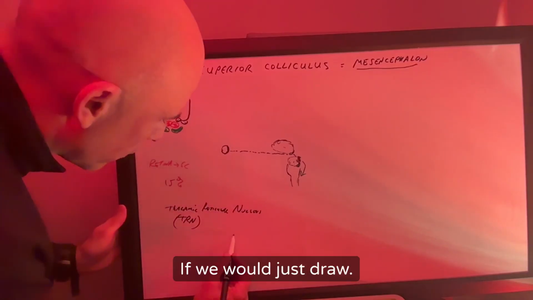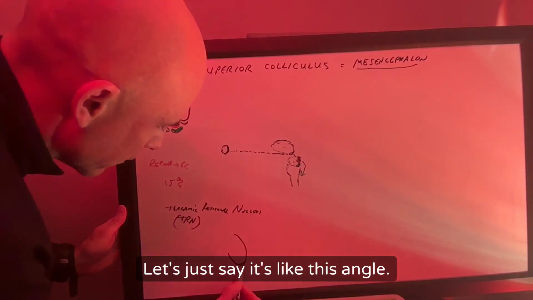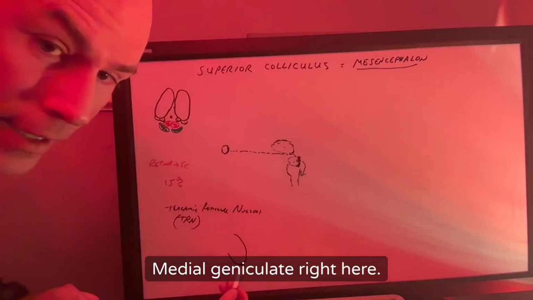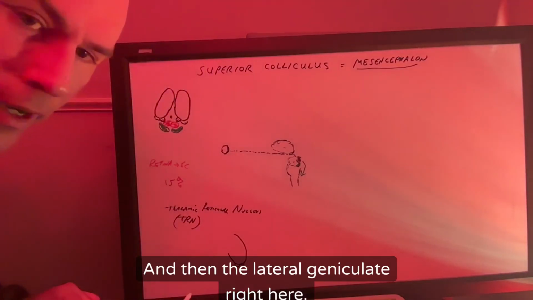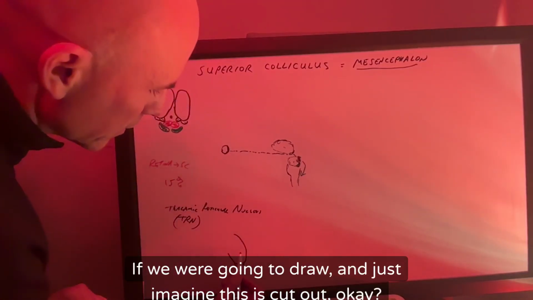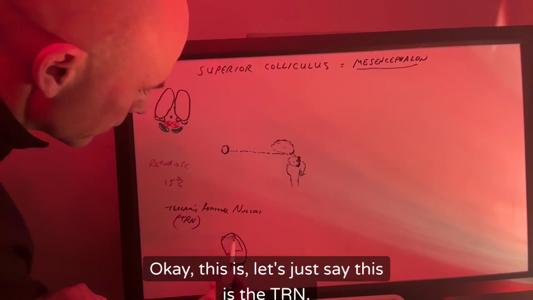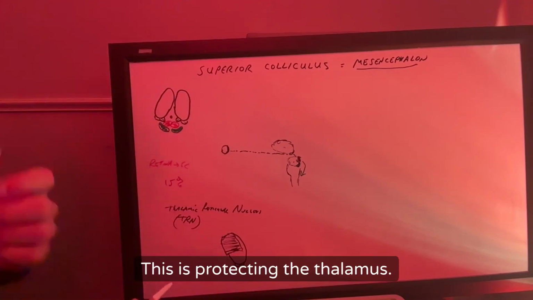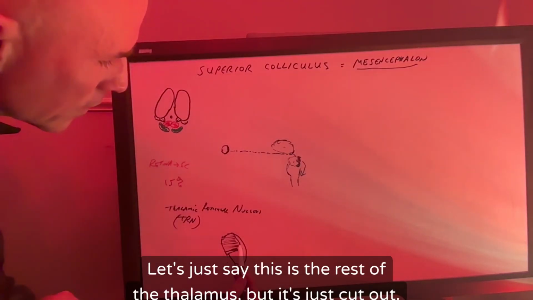If we would just draw the thalamus out here, let's just say it's like this angle, medial geniculate right here, and then the lateral geniculate right here. Okay. If we were going to draw, and just imagine this is cut out. This is just like a shell. Let's just say this is the TRN. This is protecting the thalamus. Let's just say this is the rest of the thalamus, but it's just cut out.